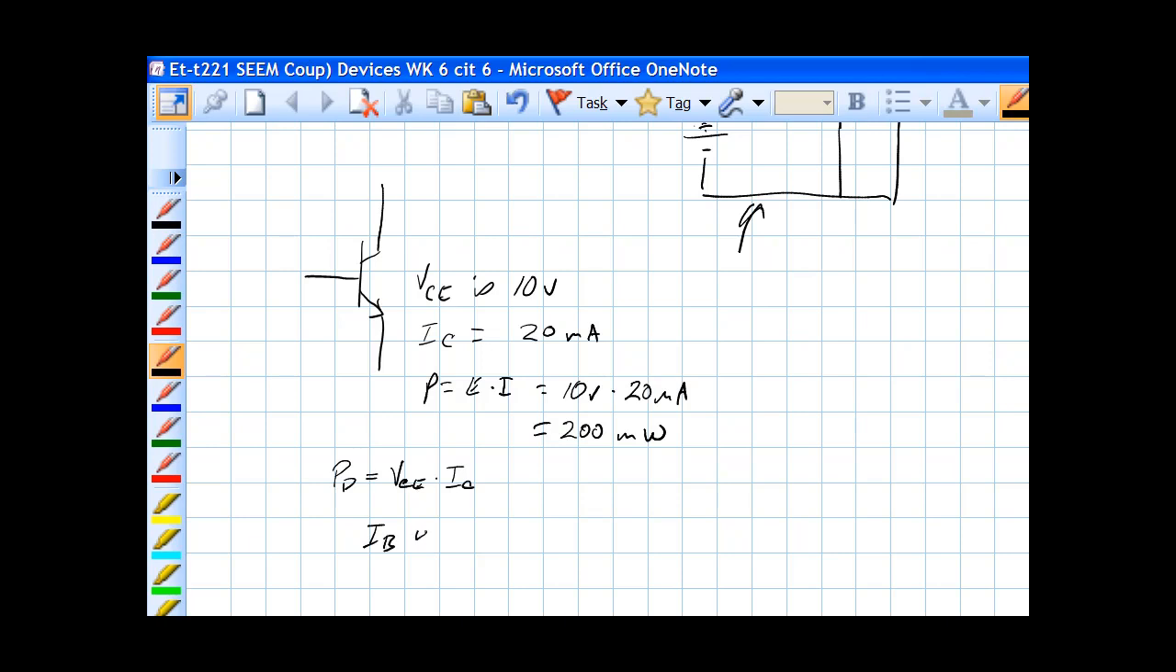Now generally IB is small enough so it doesn't matter, so it's usually included in the power dissipation of this. Remember we said that the collector was the largest part of the transistor. The collector is usually what dissipates all the heat in the circuit. In failures in transistors, I have seen collector to base open, collector to emitter open, and the base to emitter still operating fine. Some pretty strange stuff.